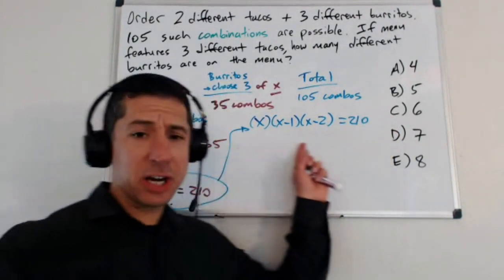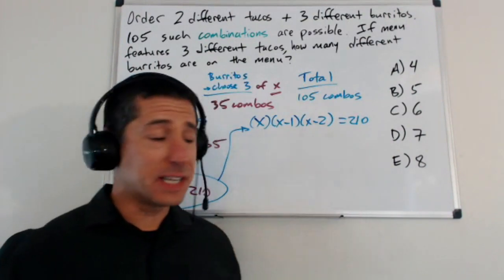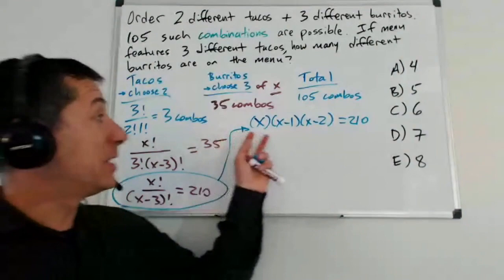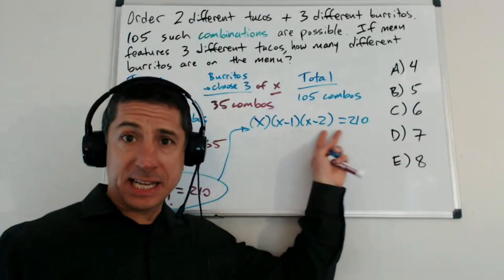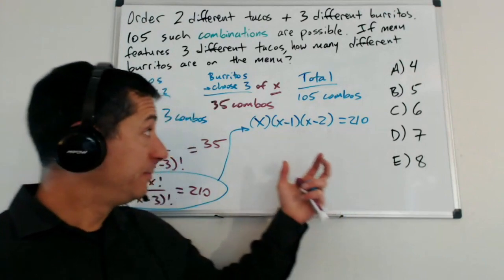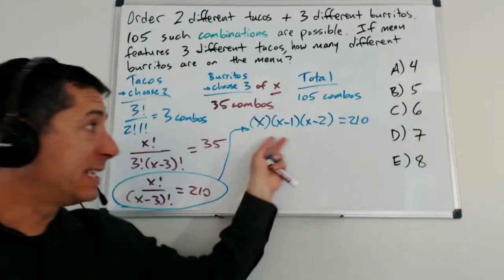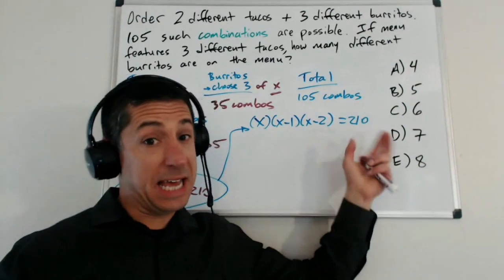Now, from here, if you wanted to try to solve this as a cubic equation and multiply this out and do some funky stuff, knock yourself out. Much, much easier is to recognize these are three consecutive integers. And I just have to think through what three consecutive integers. One of these things will be X. What three consecutive integers are going to multiply out to 210?